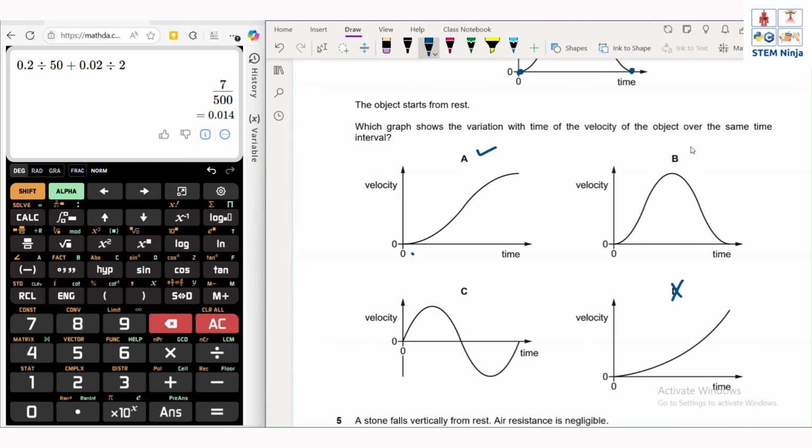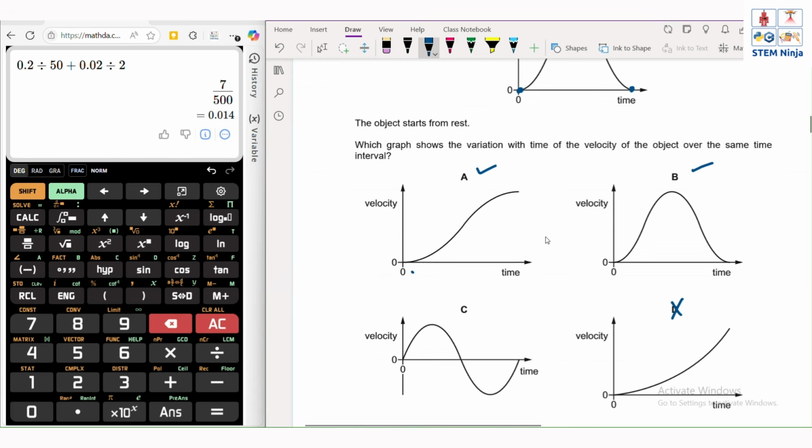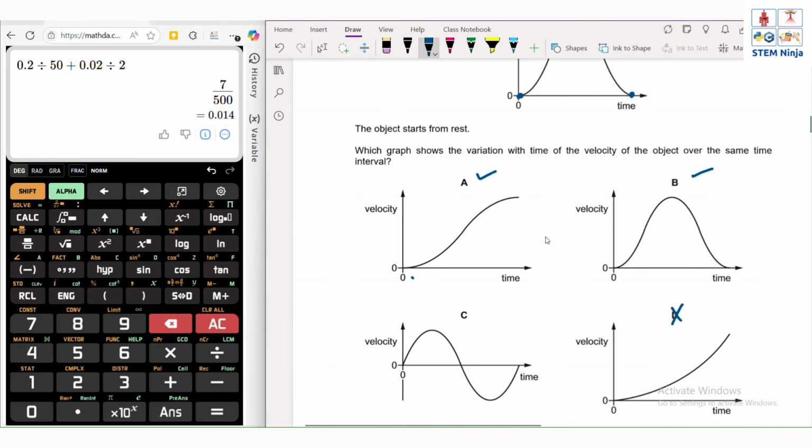In these, the velocity is becoming constant. In C, the velocity is just becoming 0. Also, this is a sine graph. We know acceleration is the derivative of velocity. So the derivative of a sine graph would be a cos graph, which would go somewhat like this.